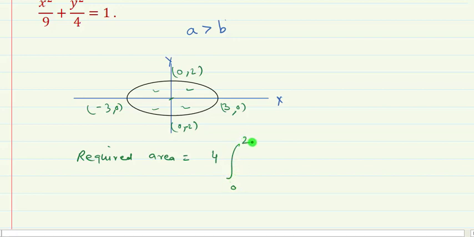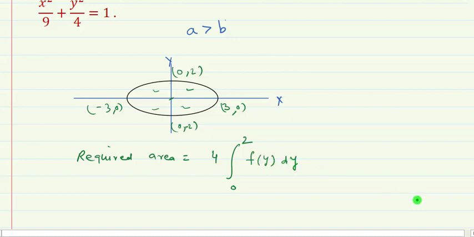This time let me take y-axis, or if you are taking x-axis you can take 0 to 3, because on x-axis the area is bounded from 0 to 3, whereas on y-axis it is bounded from 0 to 2. I am going for y-axis, therefore I am taking 0 to 2. And here, as we are taking y-axis, clearly we'll take the function in terms of y and dy over here.